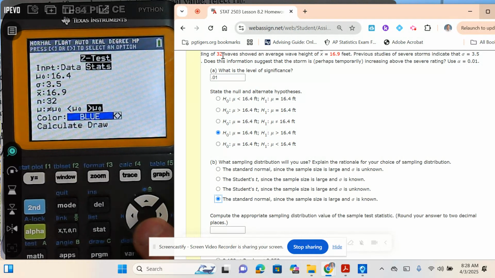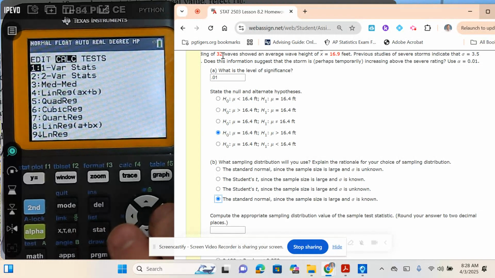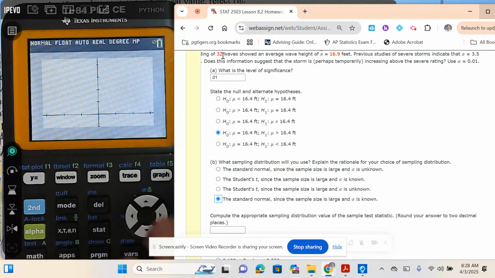All right. Ready to calculate. I could have also picked draw too. I like the draw feature better. Z-test. Do the draw feature so you could see the curve. It's gonna have some shading on the right side of it because it's a right tail test.